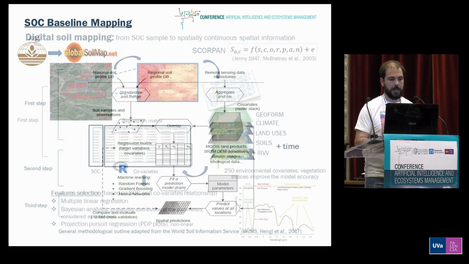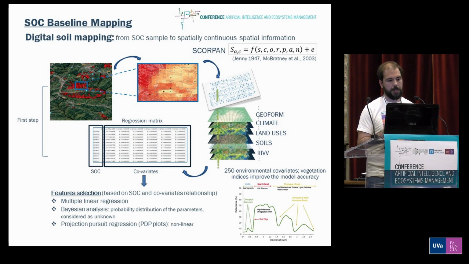If we go more into detail, the first step, we will focus on digital soil mapping. As I mentioned before, it is going from soil organic carbon samples to spatially continuous spatial information. So we will upscale the information that we have from the points to a continuous map. For this part, we will use the SCORPAN technique, which is based on environmental covariates, and the general idea is that there is a relationship between these environmental covariates and the soil properties.